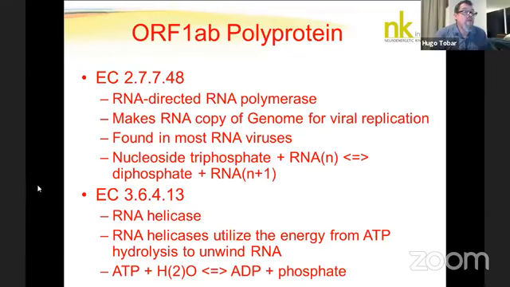Okay, so you can see it's got the 2 enzyme numbers here. The first one, this is the replication enzyme.